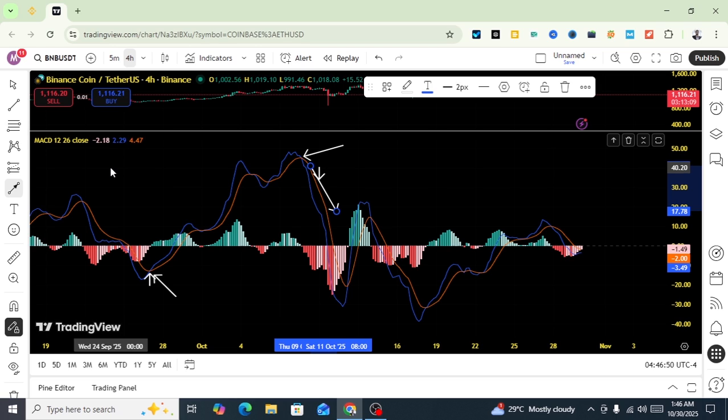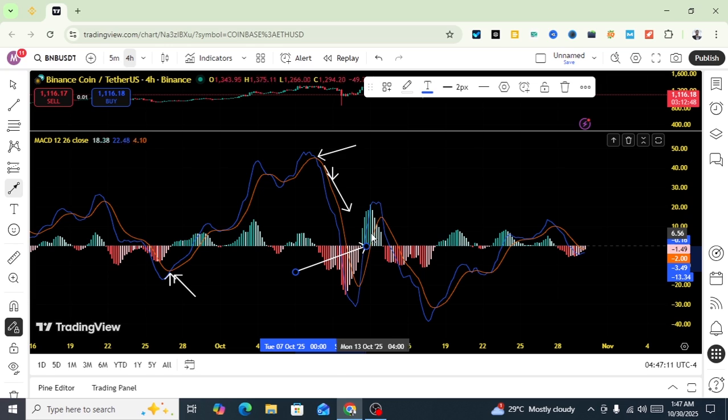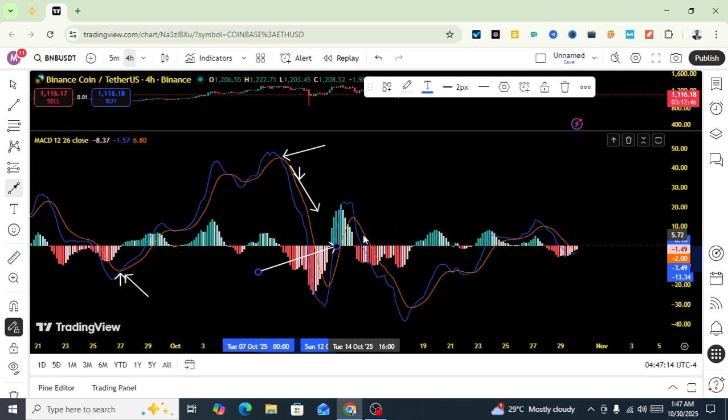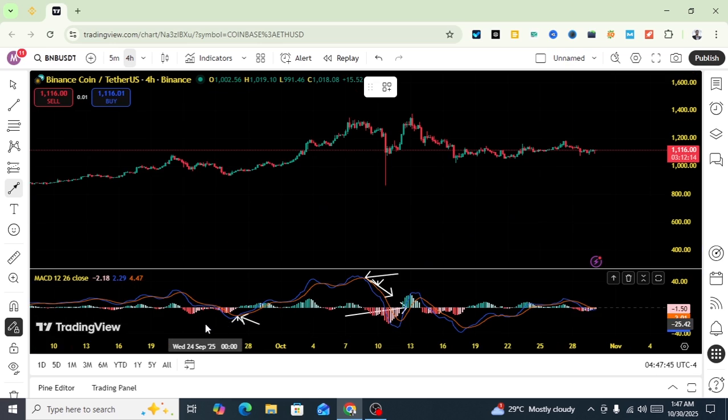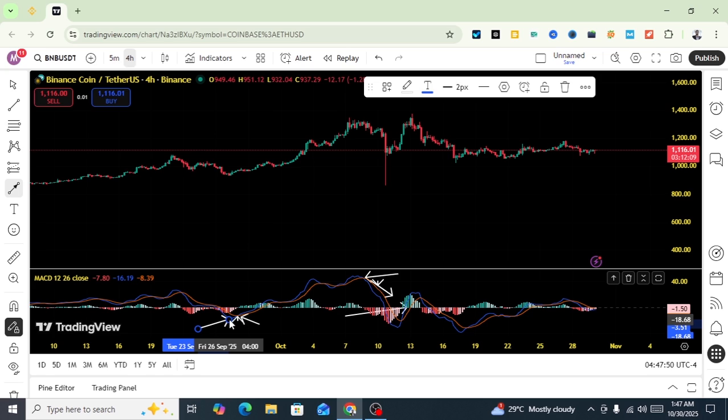The bars, called the histogram, show the distance between the two lines. If the bars are getting longer, momentum is increasing. If they shrink, momentum is slowing down. Here is an example: when MACD crossed above the signal line, the orange line, the price started trending upward.